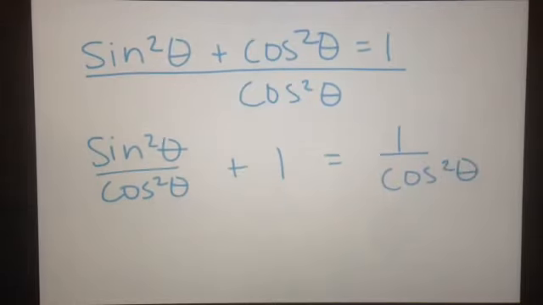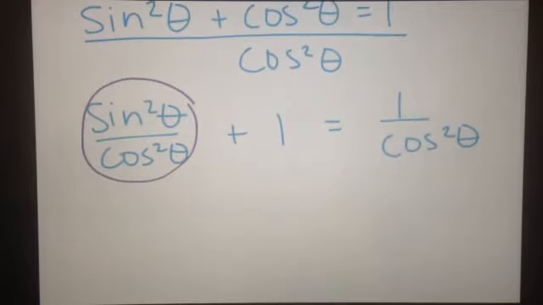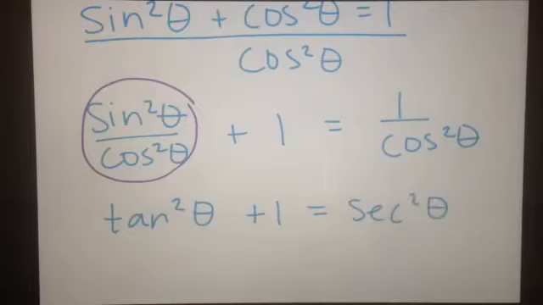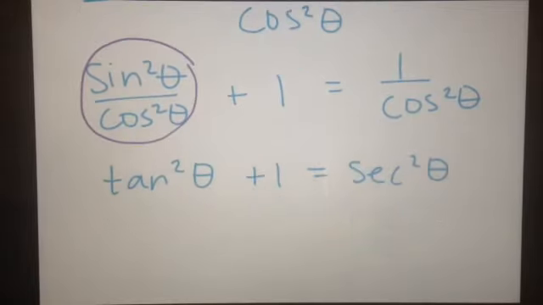And hopefully you guys might recognize this, that sine squared theta over cos squared theta is actually tangent. So I could say tan squared theta plus 1 equals, and then hopefully you recognize 1 over cos squared theta is actually secant squared theta. And so this is another Pythagorean identity. So tangent squared theta plus 1 equals secant squared theta.